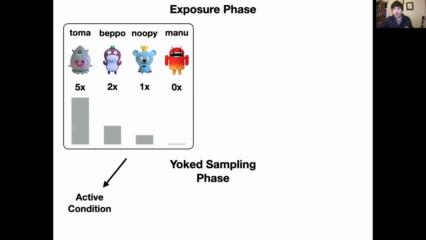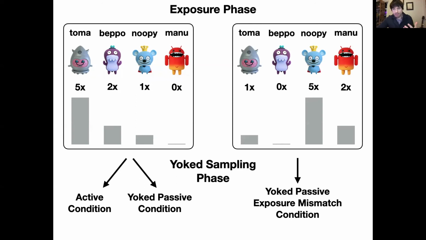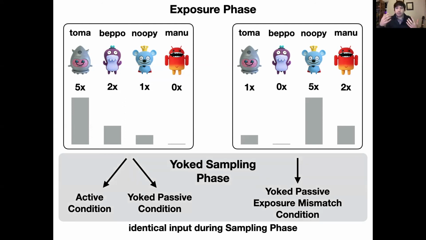To test these two possibilities, we introduced two passive conditions in addition to the active condition we've already talked about. In the yoked passive condition, children had exactly the same exposure as their counterpart in the active condition. But in the yoked passive exposure mismatch condition, sorry, I know that's kind of a mouthful, in this condition, children saw the same words as their active counterpart, but the frequency with which these words were presented during the exposure phase varied randomly relative to their active counterpart. So just to stress this, what children saw during the sampling phase was identical across the yoked participants. And what varied was whether they themselves selected that input and whether they previously had the same exposure as their active counterpart.